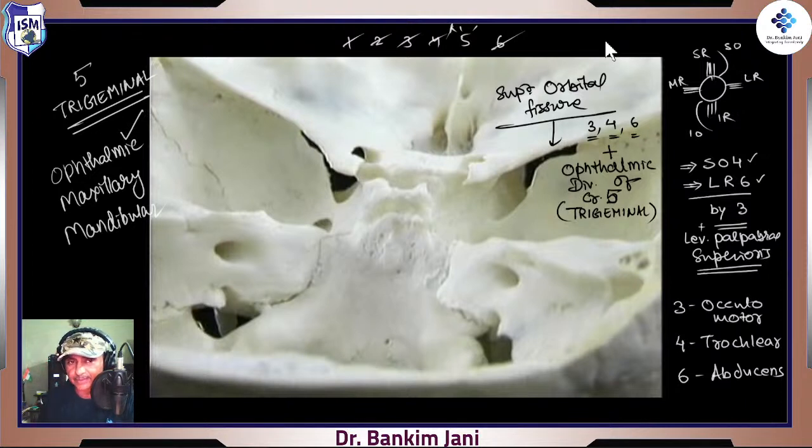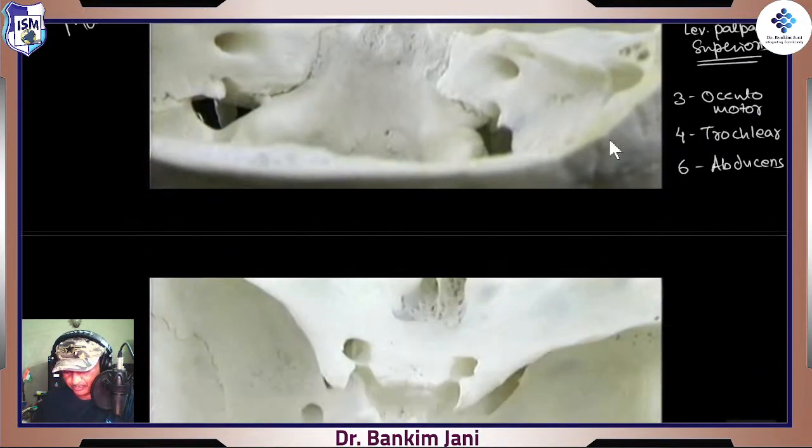So these are the structures which will be passing through this superior orbital fissure. Not that complex, right? Because it is something which is between the greater wing of sphenoid and the lesser wing of sphenoid. Now you can talk so much about the superior orbital fissure, what structures it is carrying, and where exactly it is placed. Okay, adding something to that now.